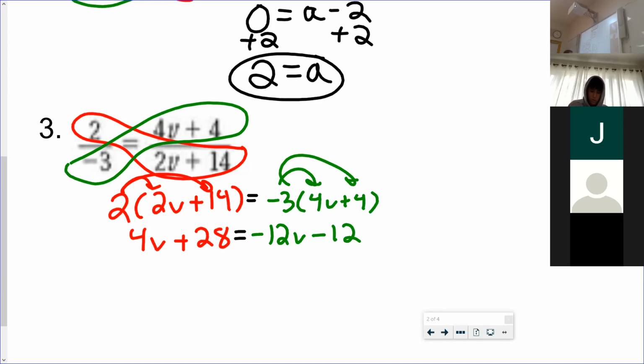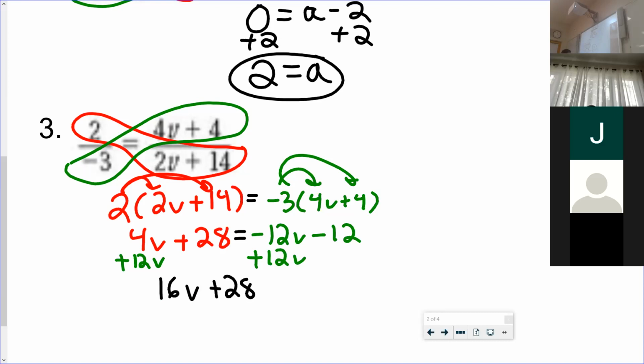Next step is we're going to take it and move the smallest v. From the two v's, you have 4v and -12v. -12 is smaller than 4 because it's a negative number. So I'm going to do plus 12v on both sides. Yeah, I got that. So now we should be at 16v plus 28 equals -12.